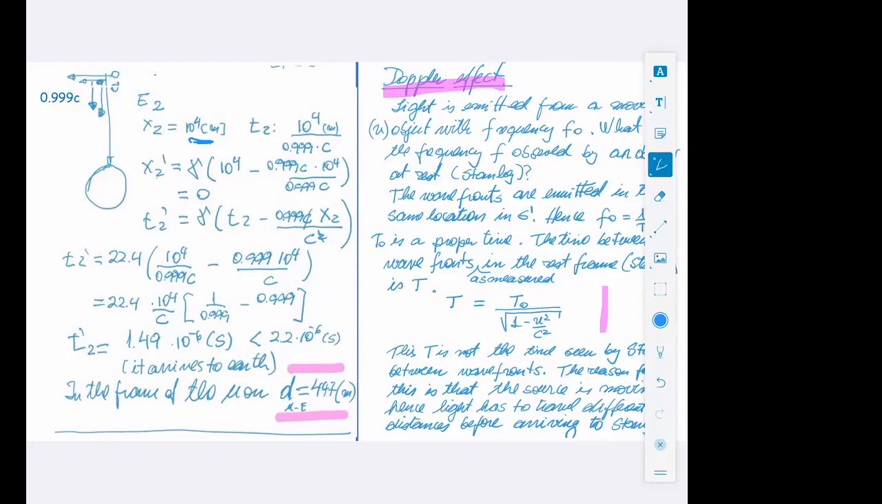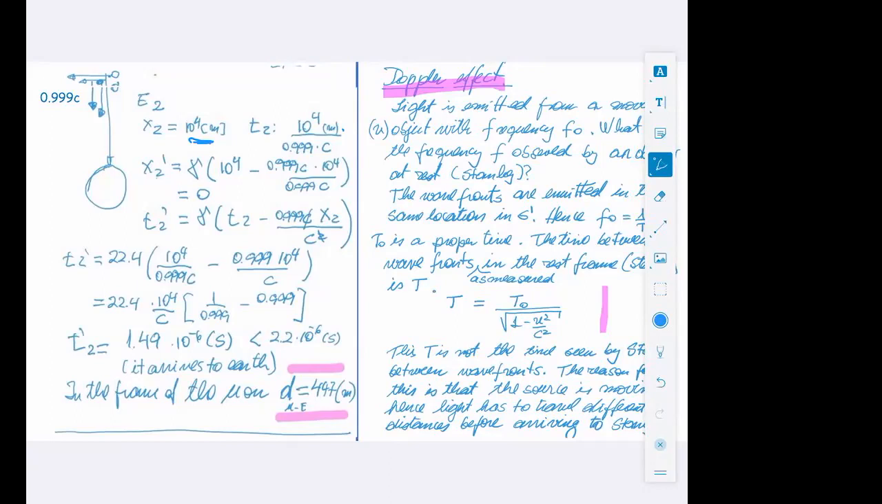Well, you know, the time is 10 to the 4 meters divided by the speed of light, because that's the time it takes for the muon to travel from the origin where it was created and arrive to Earth. So I have that. Now I want to find out what the coordinates are in the X prime system, so I just simply use the Lorentz transformation.